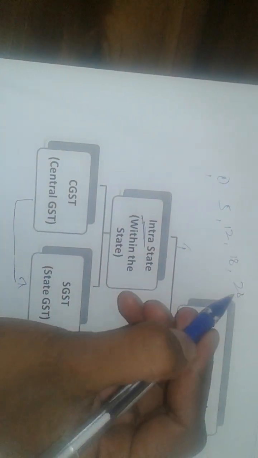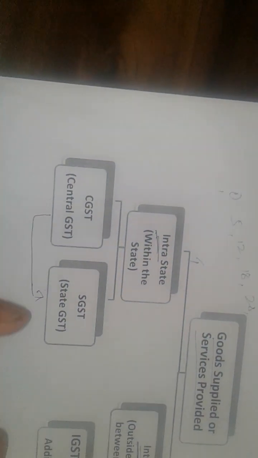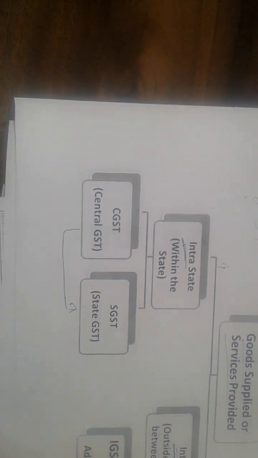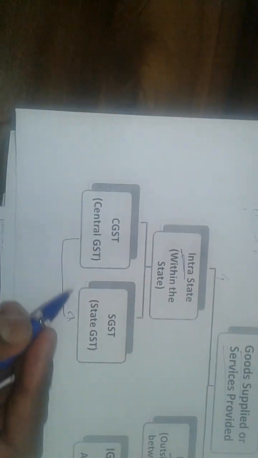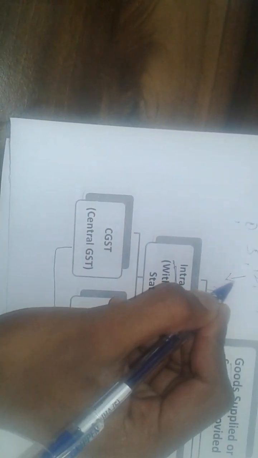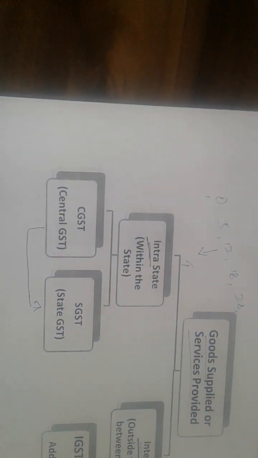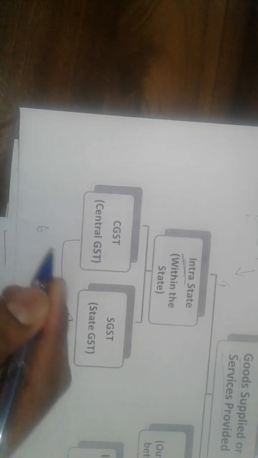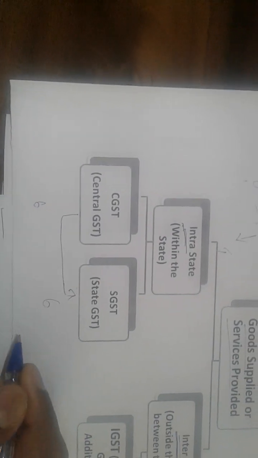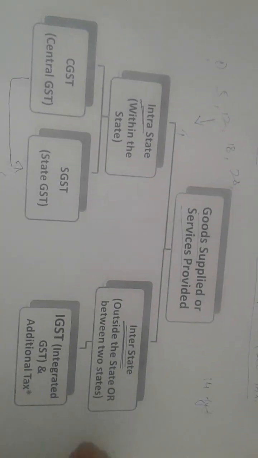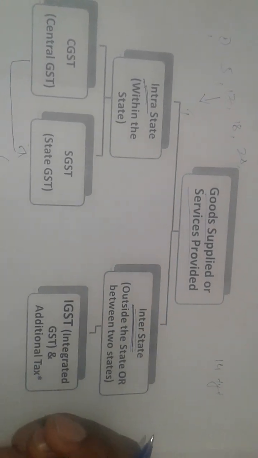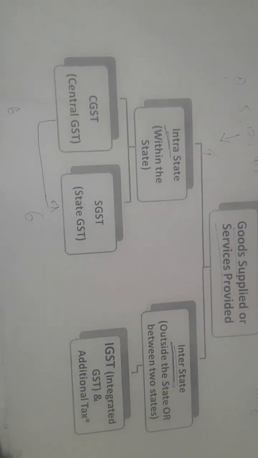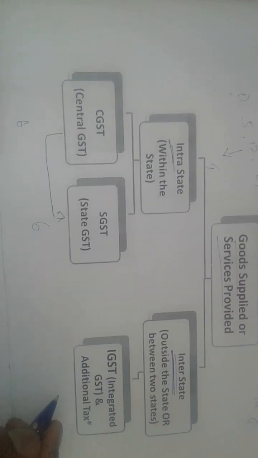And in these slab rates there is a division. For example, in case of intra-state supply of goods or services, it will be applicable. For example, in this intra-state supply of that particular goods, it attracts 12% GST, right? In this 12%, we have to divide 6% CGST and 6% SGST. And in case the same goods are supplied inter-state, for example, from one state to another state, it will attract IGST at the rate of 12%.